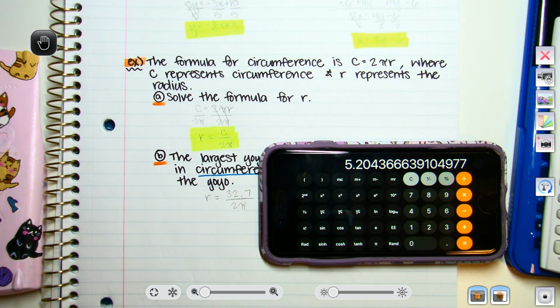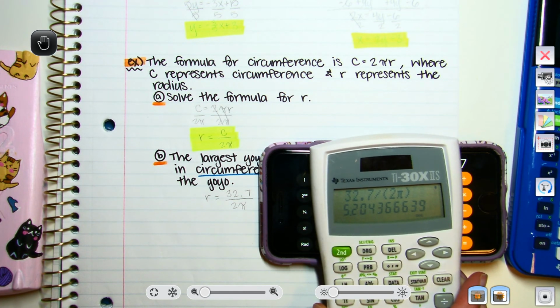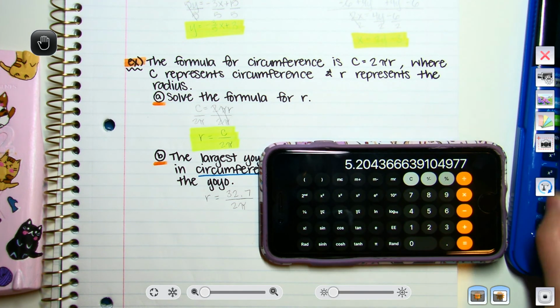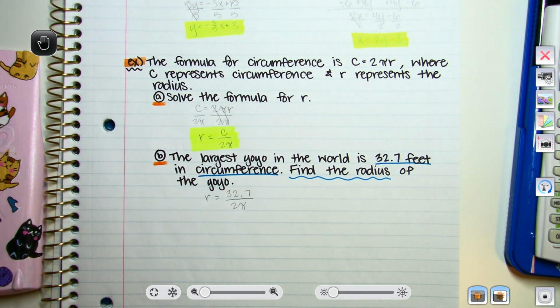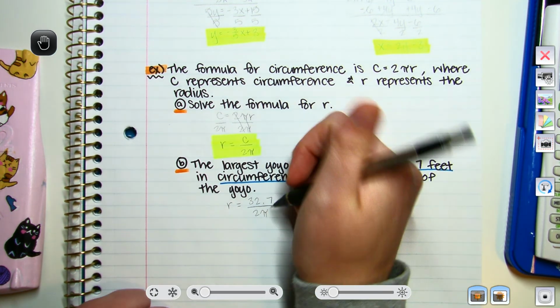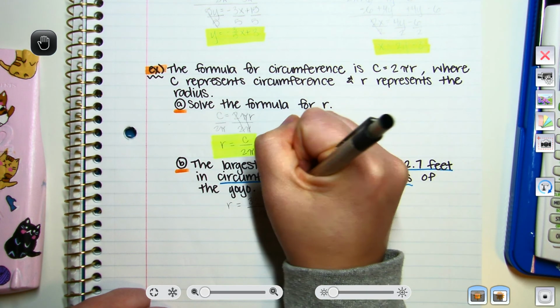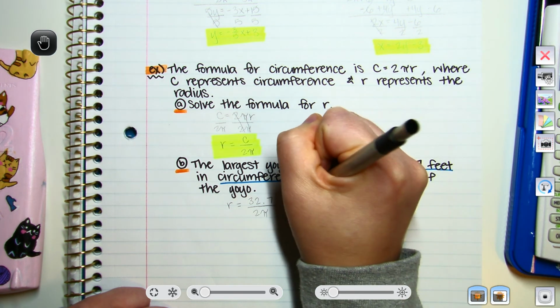So the only bad thing about doing it on your phone is it doesn't show you all of those in-between steps with the division and the parentheses and all that. So you have to be really careful about typing it in. All right, so based on our 3 devices, we know that this answer is approximately, I put little squiggly guys because it's approximately, 5.2.